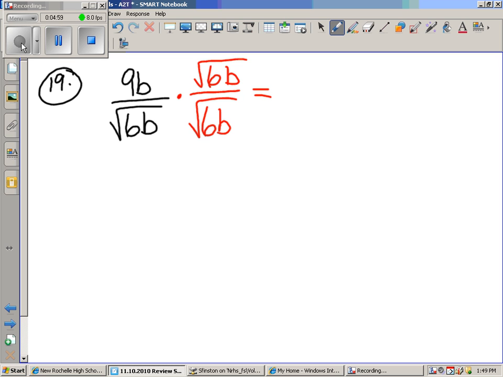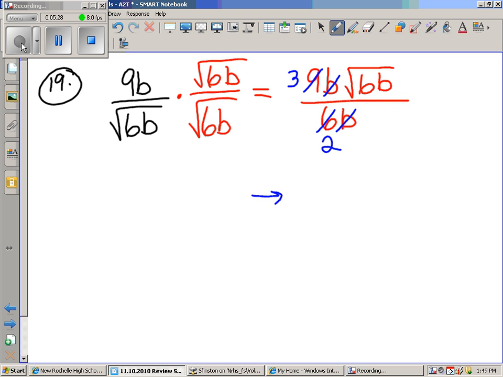Okay, the top, there's nothing that we could do. It's just going to be 9b square root 6b over. Now, whenever you multiply a radical by itself, the stuff underneath the radical just comes out. So the bottom is just 6b. From here, all we do is reduce. The b's will reduce and cancel. 3 goes into 6 2 times, and 3 goes into 9 3 times, for a final answer of 3 square root 6b all over 2.